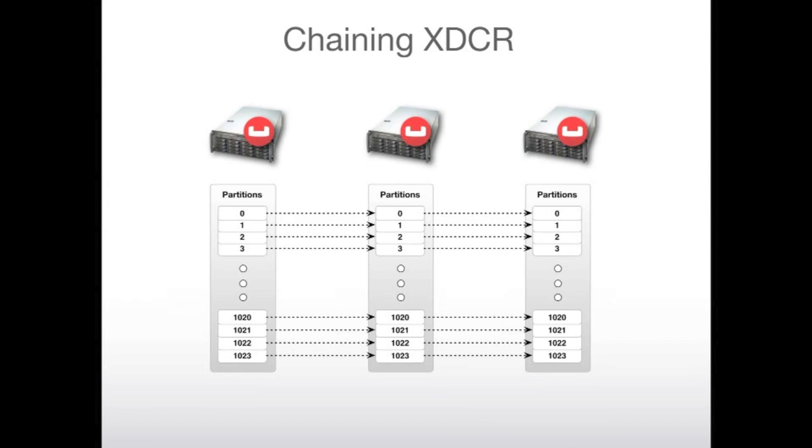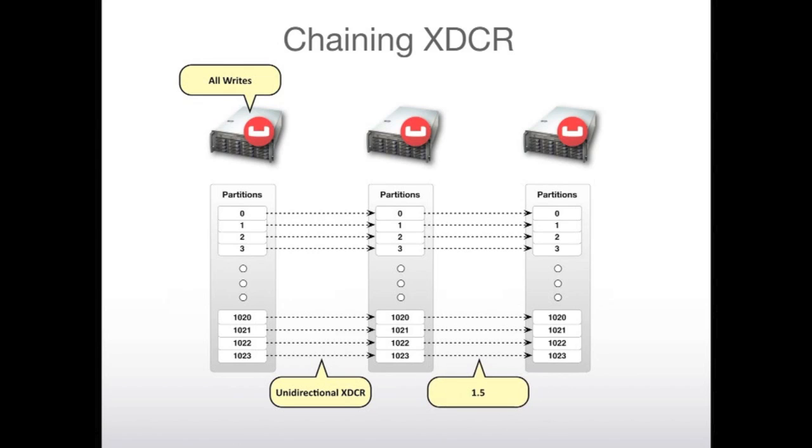In chaining XDCR, in this case, what we have is the one source cluster, and all the writes are going there. And then we have this unidirectional XDCR to a second cluster. That one also is configured with a unidirectional XDCR. I don't know where the 1.5 came from. I guess I didn't have enough coffee this morning. The unidirectional XDCR between the second cluster and the third, so you can kind of chain them across.